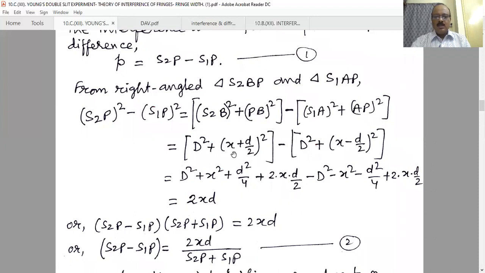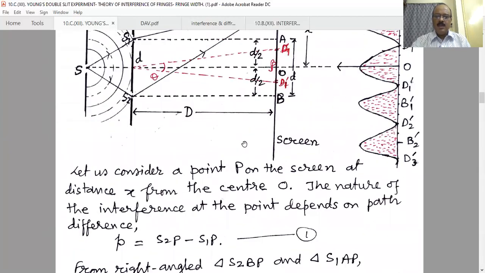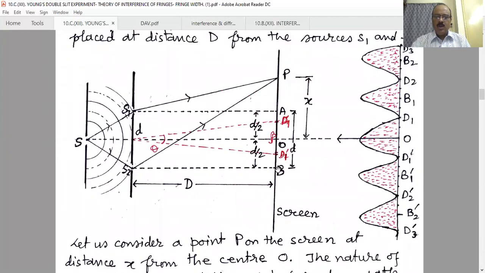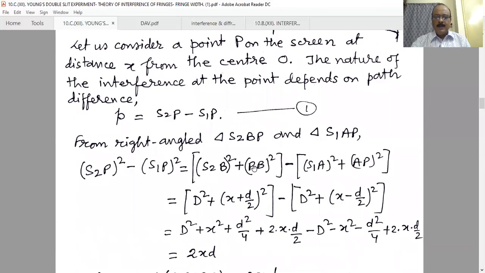D square plus (X plus d by 2) whole square. PB is nothing but X plus d by 2. What is that small d? Small d is the distance between two slits, d by 2 whole square.